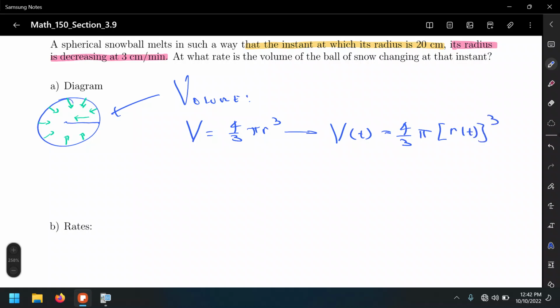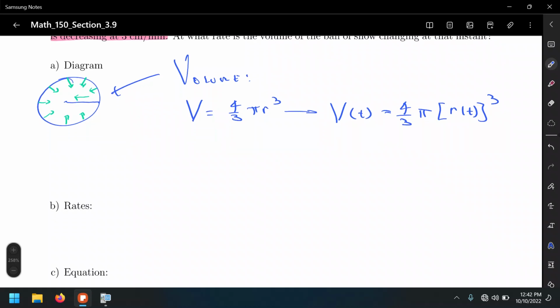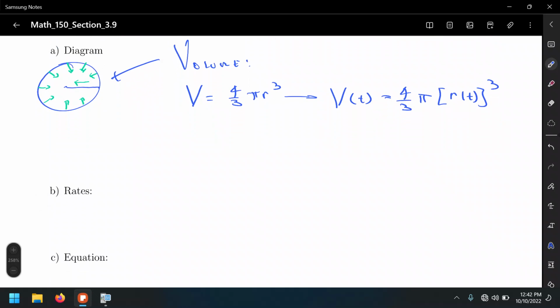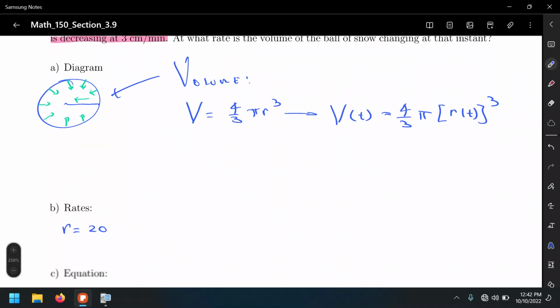All right, so that's all we're doing. We're introducing that new variable, that third-party variable, or that background variable governing this new situation. All right, let's write down the rates that we're given, or all the information that we are given. So, rates. In this case, number one, radius r equals 20. They're asking us a particular question: how fast is the volume changing at the moment when the snowball is already 20 centimeters. In this case, they're telling us how fast the radius is decreasing.